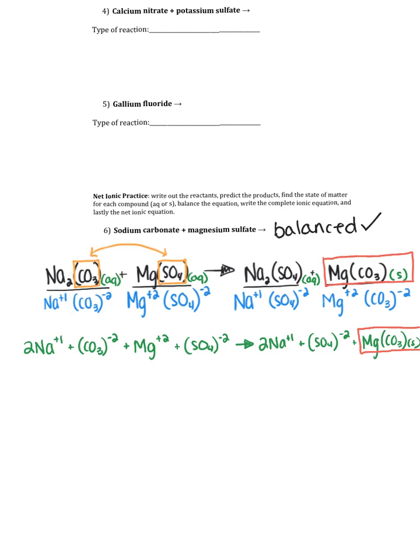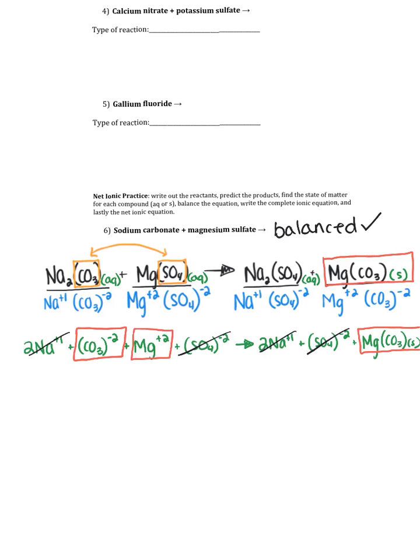Now, at this point, all of the spectator ions are going to get crossed out. And remember, spectator ions are anything you see on both sides of the equation. So we see a 2Na+1 and a 2Na+1 on both sides. So we're going to cross that out. That's a spectator ion. We see an SO4 -2 and another SO4 -2, spectator ion. Now, what we don't cross out is the CO3 -2, the Mg+2, and the magnesium carbonate solid precipitate.